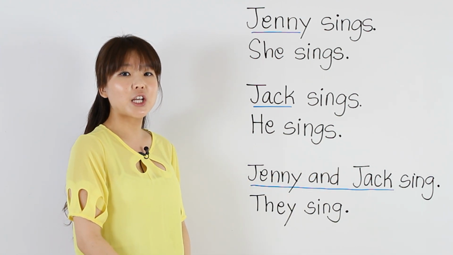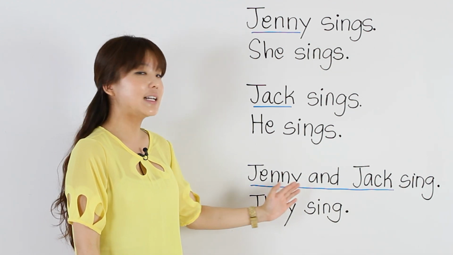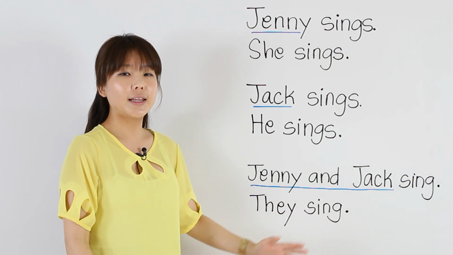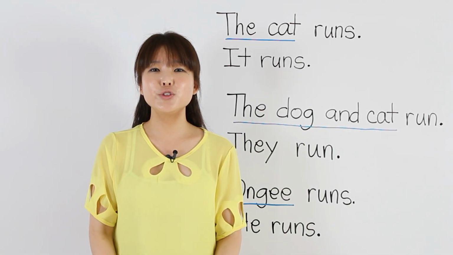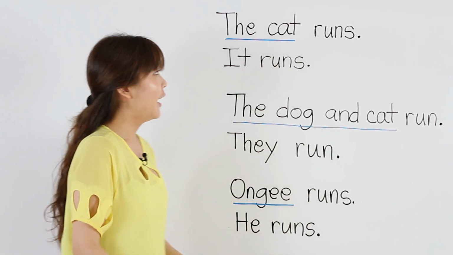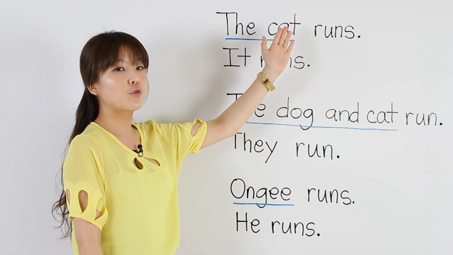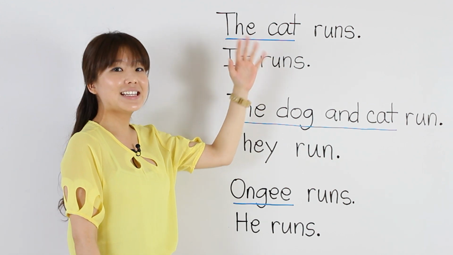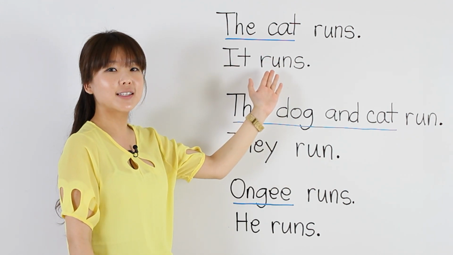Now, Jenny and Jack are two people, so we have to say they sing. Okay, let's move on to the next part. Okay, let's do some more practice. The first sentence on the board says, the cat runs. The cat is an animal, so we have to say it runs.